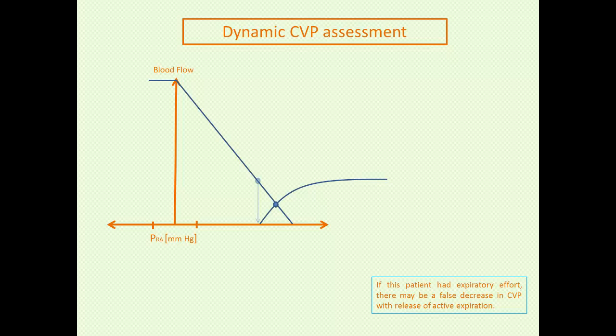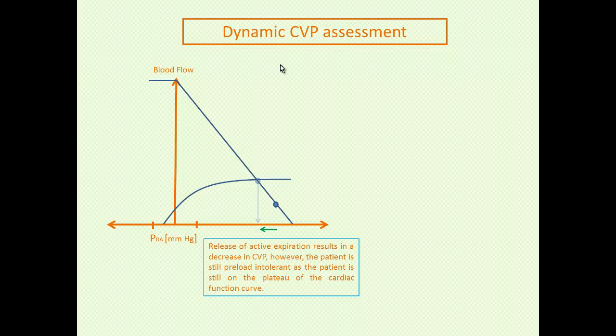The active expiration artifactually creates this physiology. So now when they inspire, they release active expiration, they actually have a decrease in right atrial pressure, but all along they've been on this plateau portion. So this patient would be a fluid non-responder, but would have a decrease in right atrial pressure because of this active expiration. So this just goes to show you that you have to rule out active expiratory efforts if you're going to use this lack of change in CVP during inspiration as a marker of volume intolerance.